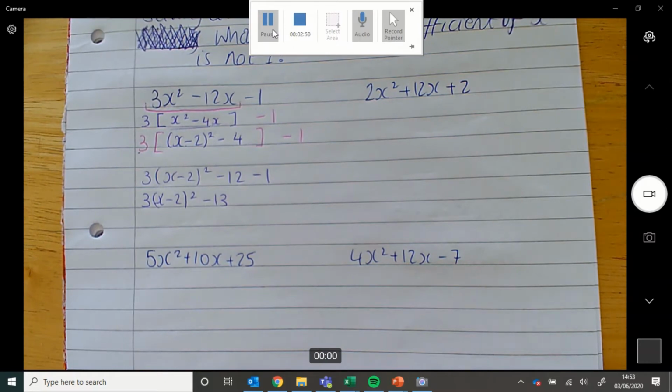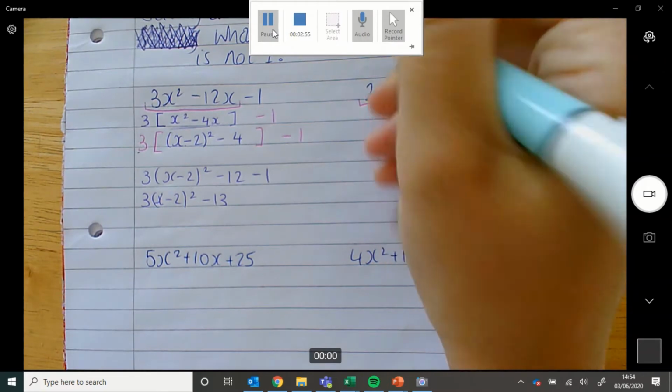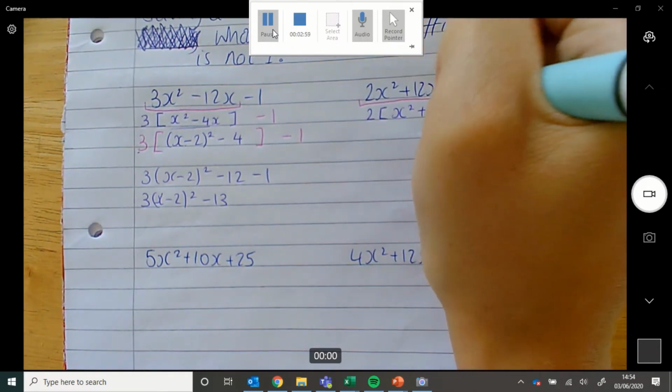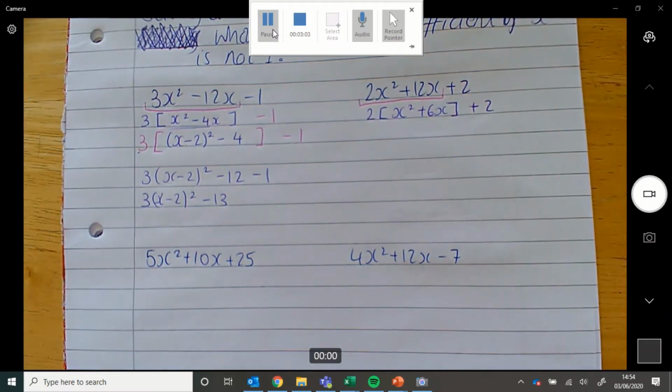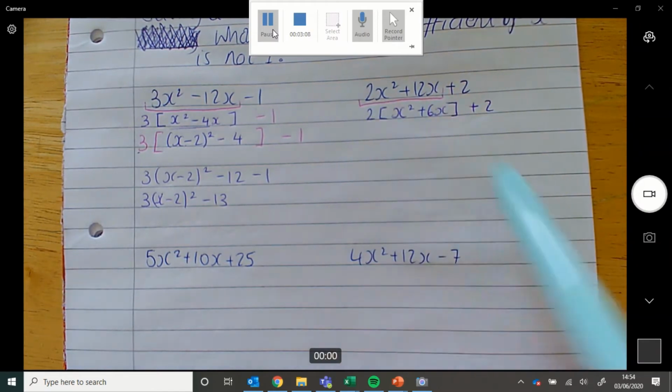So I'm going to do the same thing on this one here. I'm going to ignore that plus 2. And I'm going to factorise a 2 with a square bracket, x squared plus 6x, square bracket, and that plus 2 that I'm ignoring at the end. So I've just factorised the 2 out of this. That is the same as that.